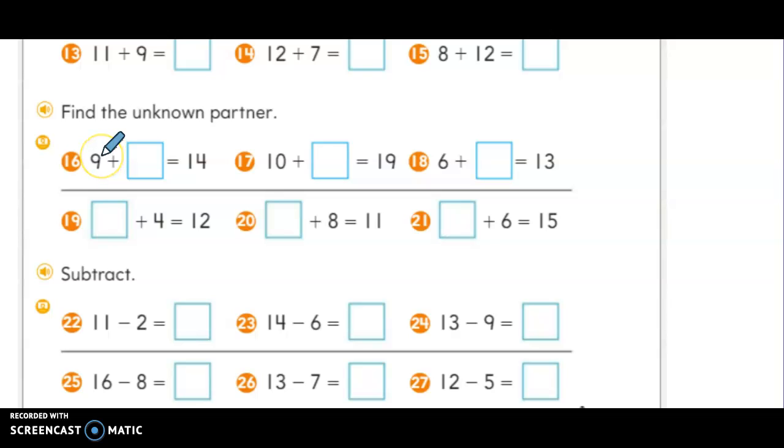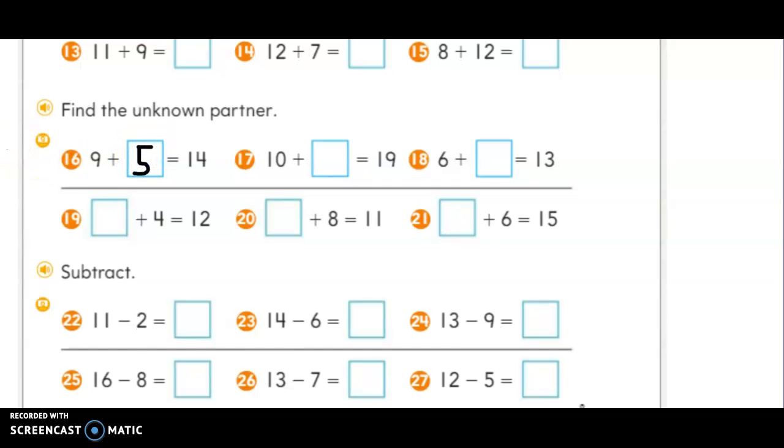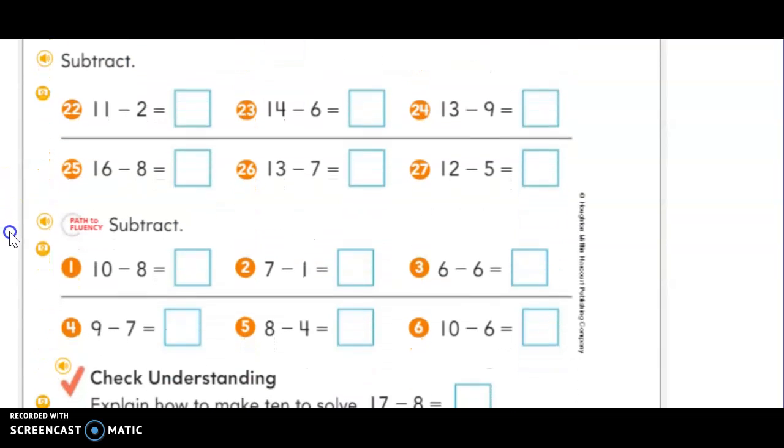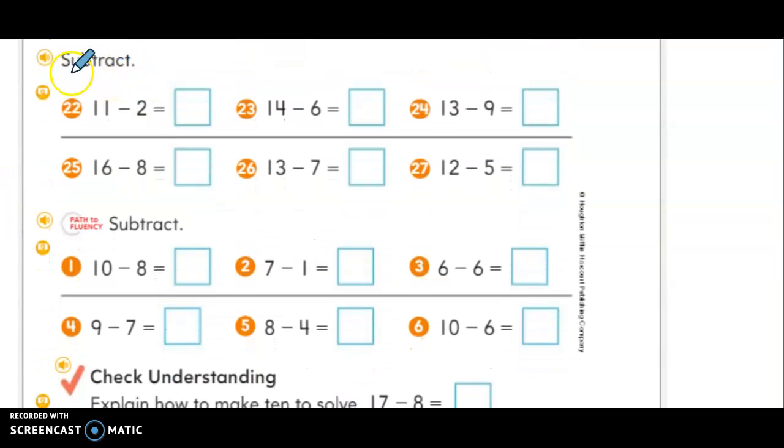Okay, you're starting at 9 and you need to get up to 14. 14 is the highest it can go. Grab 9 in your hand. 9, 10, 11, 12, 13, 14. Check your fingers. What do you have? 5. Good.